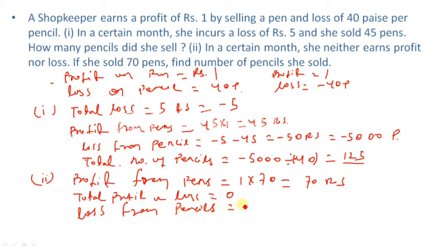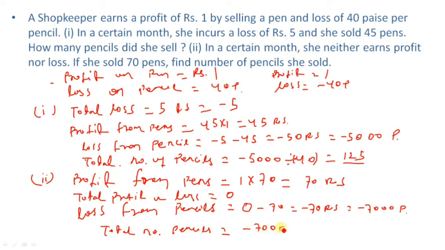It means we have the pencils in the form of paisa. So we need to convert minus 70 rupees into paisa. Minus 70 rupees is minus 7,000 paisa. Now the total loss from pencils is minus 7,000 paisa. Now we have to find the total number of pencils sold. How can I find? From one pencil, the loss is 40. We use a negative sign for loss. So minus 7,000 divided by minus 40.